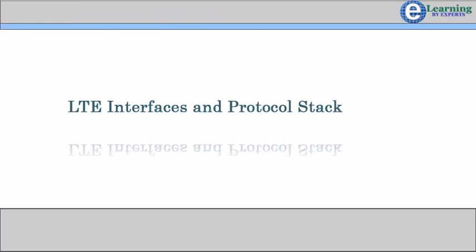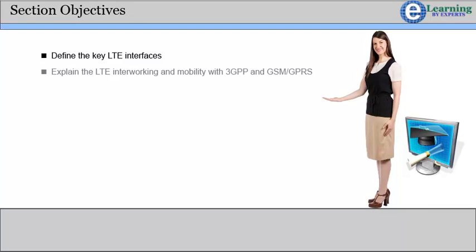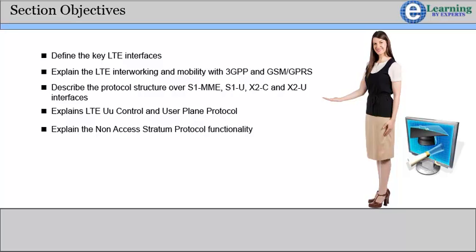In this section we will study LTE interfaces and control and user plane protocol stack. After completing this section, you will be able to define the key LTE interfaces, explain the LTE interworking and mobility with 3GPP and GSM GPRS, describe the protocol structure over S1-MME, S1-U, X2-C and X2-U interfaces, explain the LTE control and user plane protocol, and explain the non-access stratum protocol functionality.